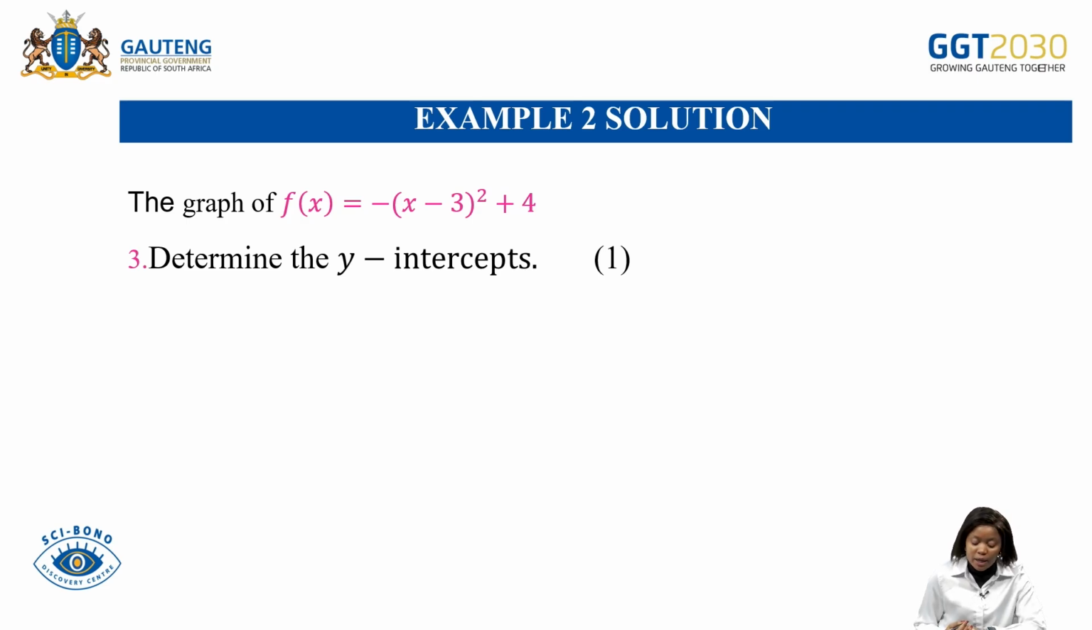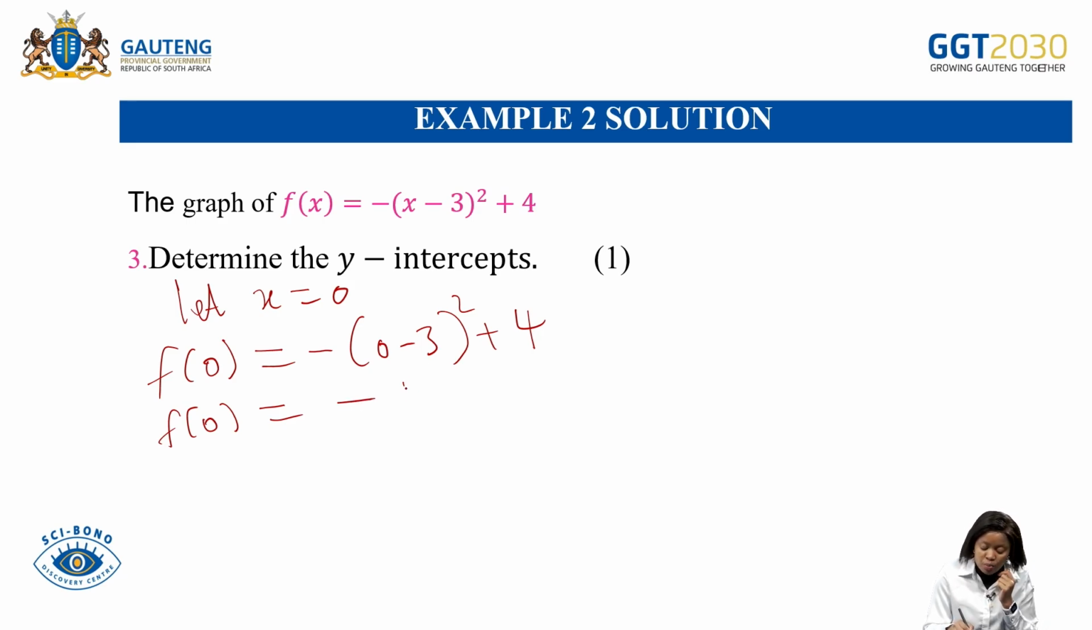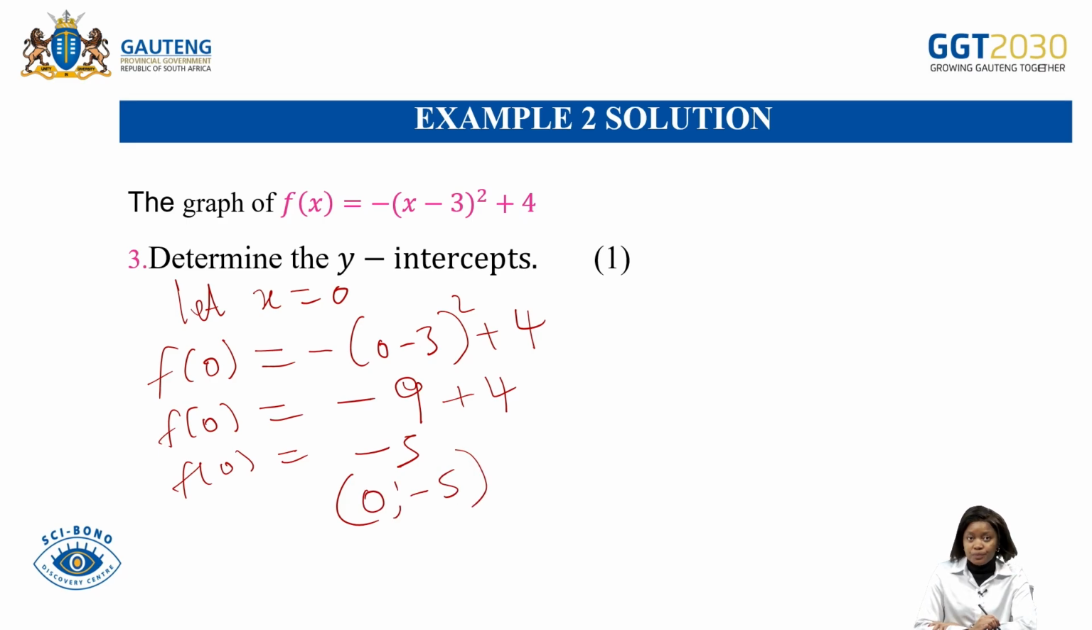So how do you determine the y-intercept? Again, you're just going to say let x be equal to 0, right? So where you see x in that equation, you're going to substitute 0. So it's f of 0 equals negative into (0 minus 3) squared plus the 4. So f at 0 is equal to negative. The -3 squared is going to be +9. Then plus the 4. Then f at 0 is equal to -5. So it means when x is 0, y is going to be -5.